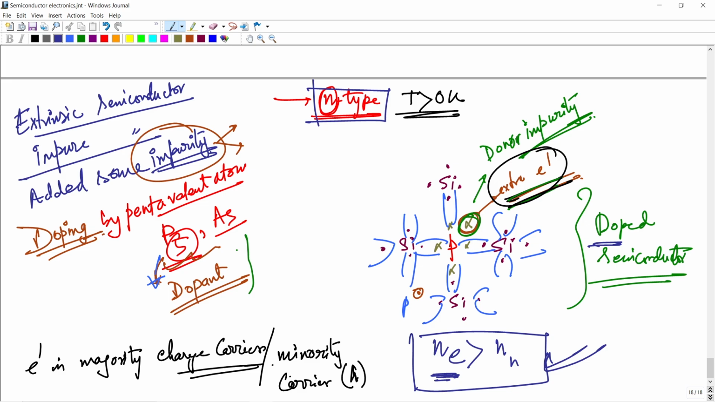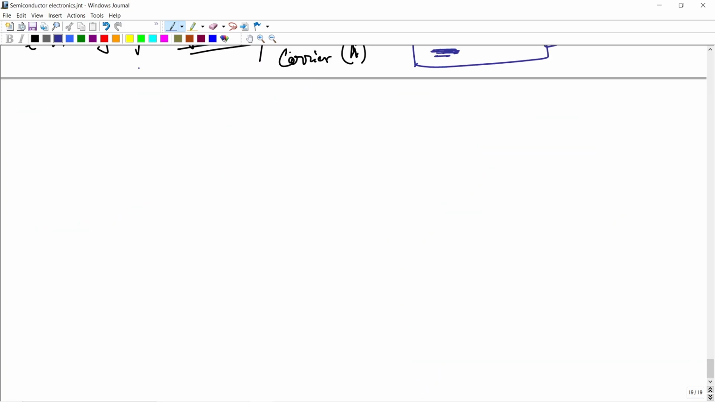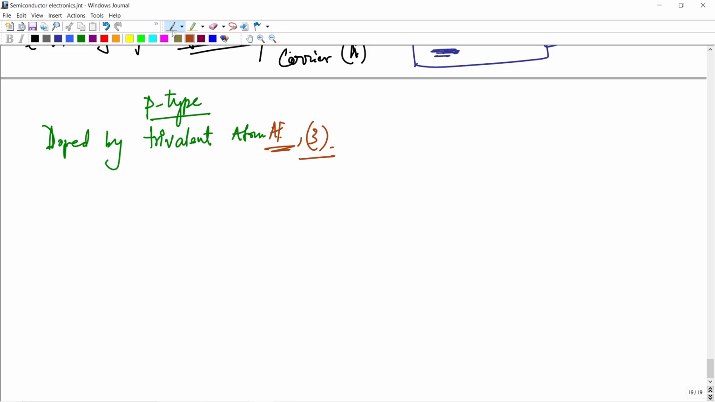Now we have another type of semiconductor called the P-type semiconductor, or hole-type semiconductor. Here we dope with a trivalent atom, say aluminum. Its valency is 3, so the aluminum has 3 electrons surrounded by silicon.